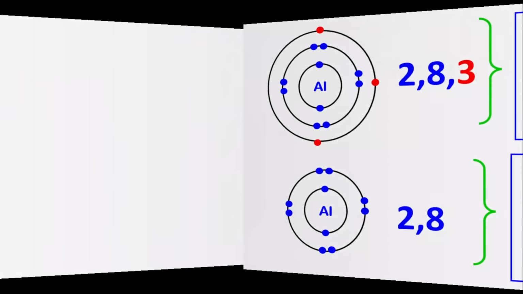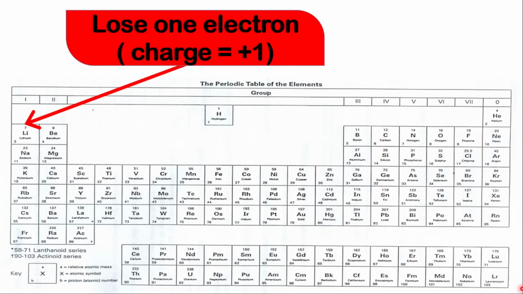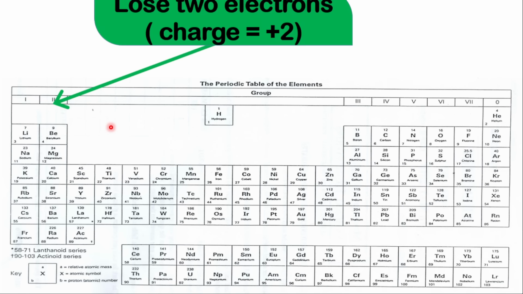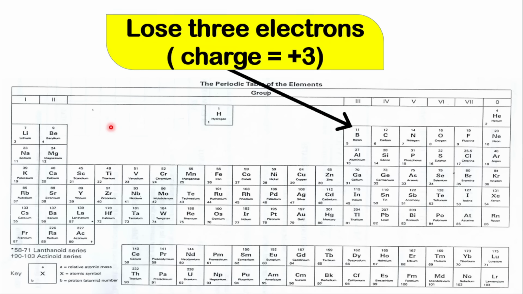All right. Just to make a note, an easy way to identify the charge of any element is to look at the group. For example, group 1 are metals, they lose 1 electron and become +1. Group 2 lose 2 electrons and become +2. Group 3 lose 3 electrons and become +3. So everything in group 3 will be +3.